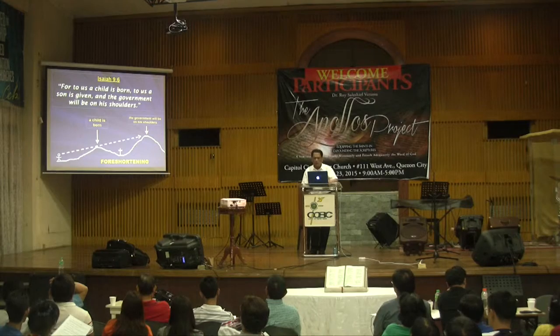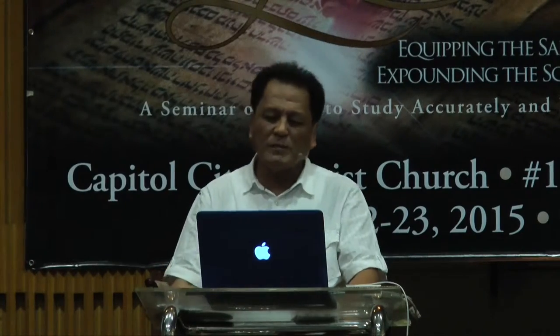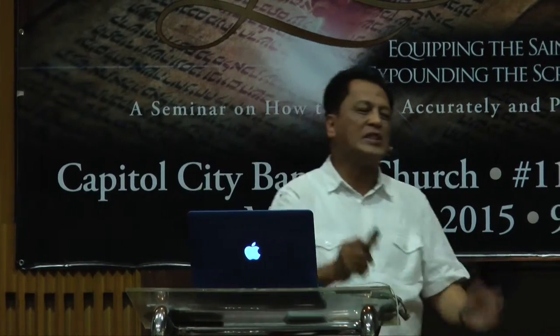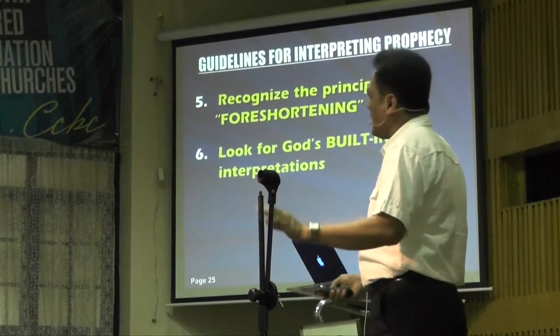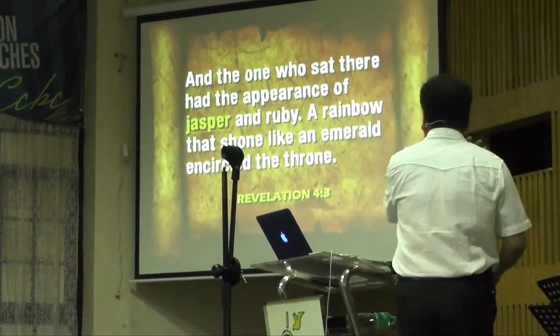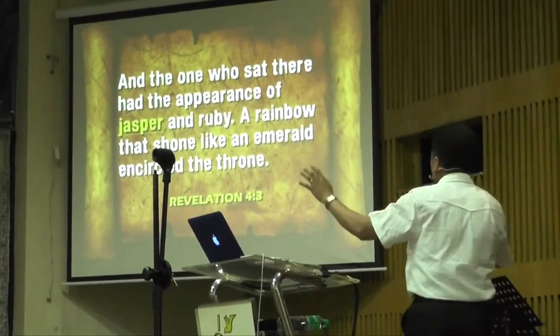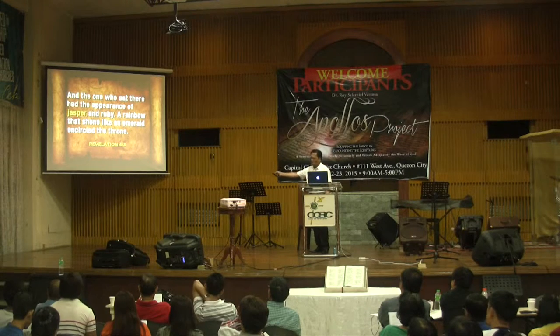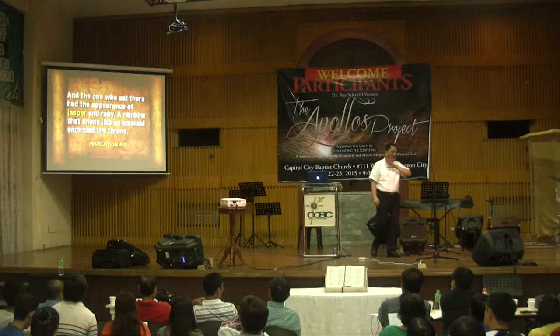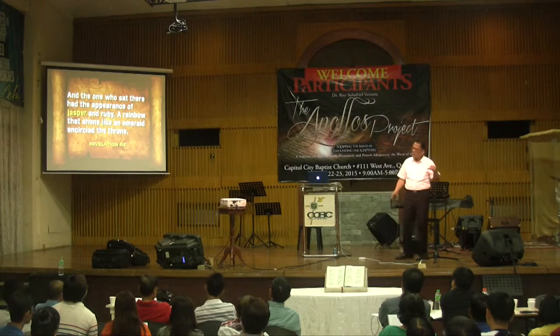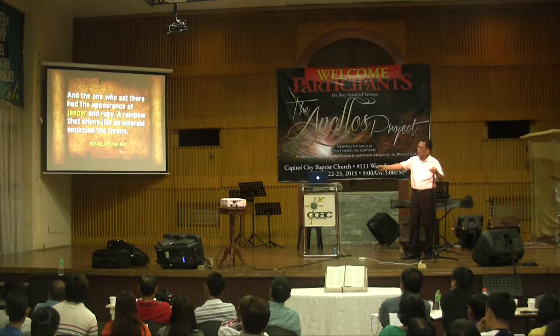Foreshortening. And then, of course, number 6, look for God's built-in interpretations. You know, the thing about prophecy, you don't have to invent outside the Bible. It's within the Bible, the interpretation of these symbols. For example, in the book of Revelation, it says there, and the one who sat there had the appearance of jasper. And so you begin to think, what is jasper? How do you interpret this jasper? Well, you don't have to look very far. You can look within the book of Revelation. This is Revelation 4, verse 3.